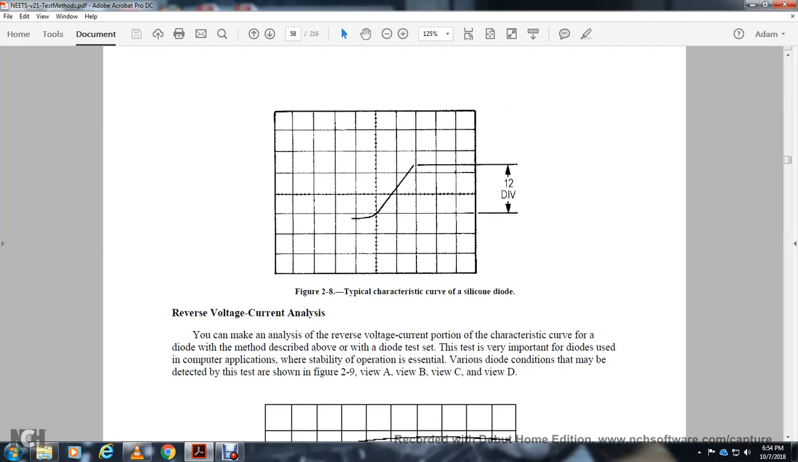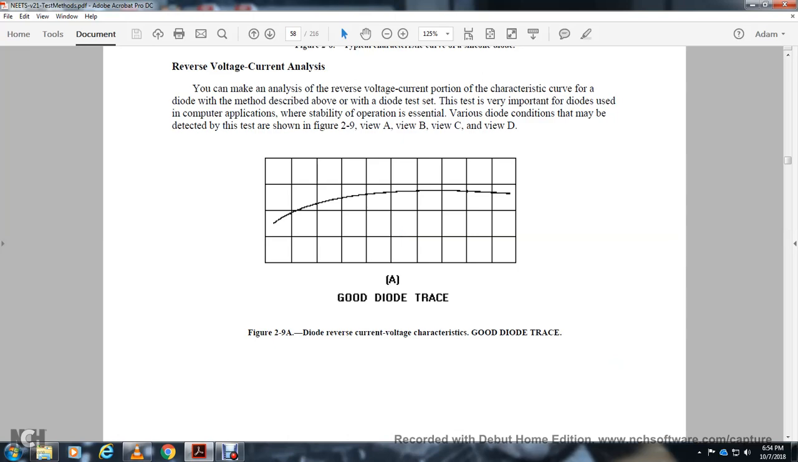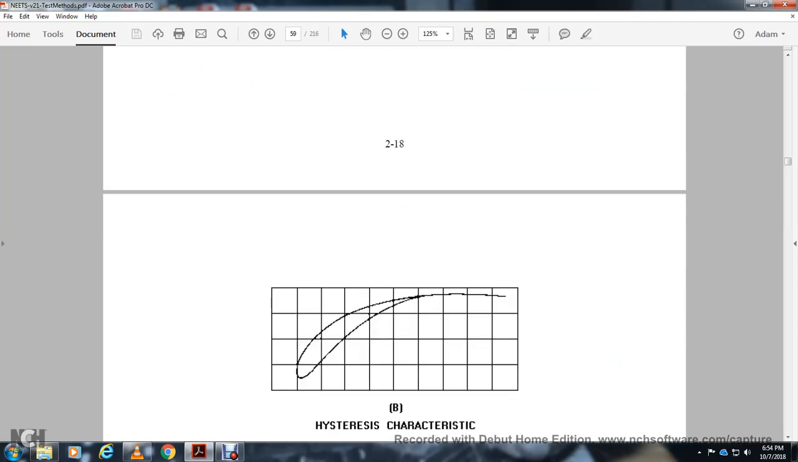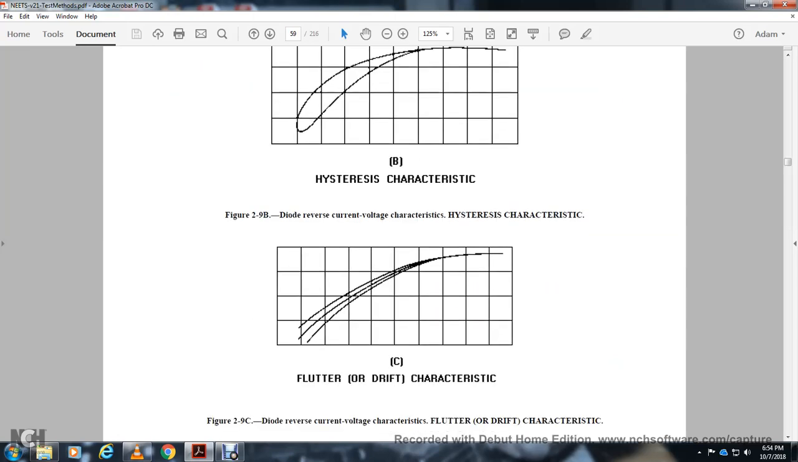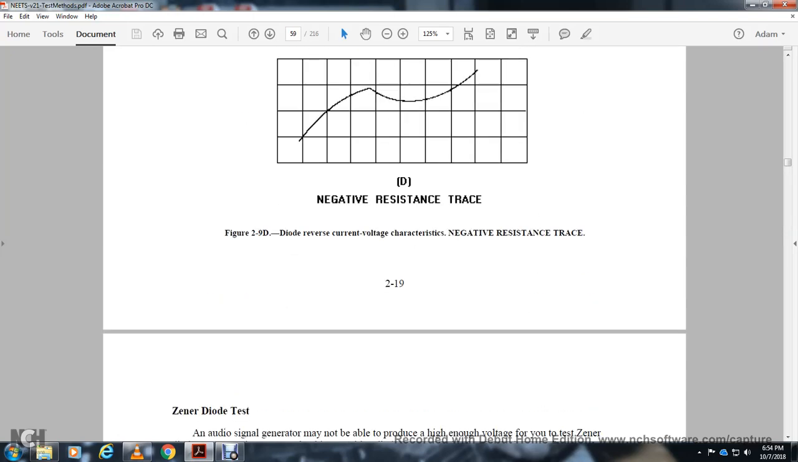Reverse voltage current analysis. You can analyze the reverse voltage current with the characteristic curve of the diode using the method described for the diode test set. This is very important with diodes because their stability in operation is essential. Various diode conditions that may be seen are shown in figure 2.9, views A, B, C, and D. View A, good diode trace; hysteresis characteristics; fluttering drift characteristics; negative resistance trace.